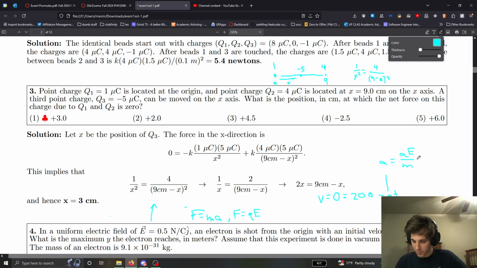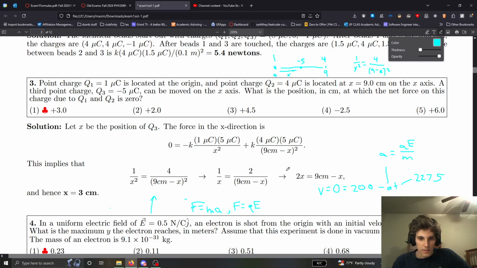I get 0.0879. If I take 200, I divide it by that, I will then get a time of 2275. I'm not sure if that's correct, but we'll see what happens. Okay, and at that point we can solve for the actual y here.